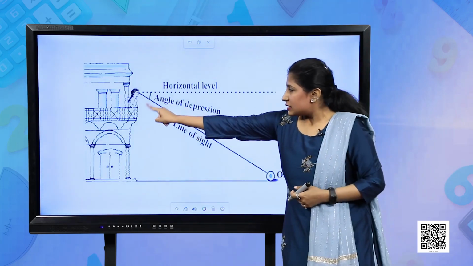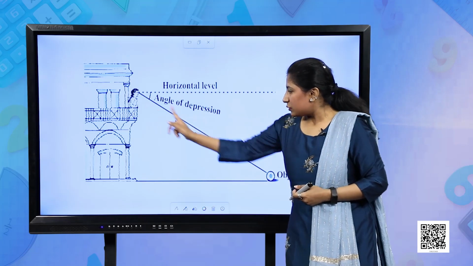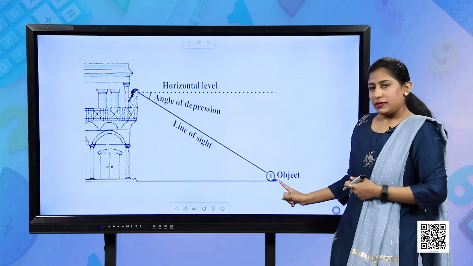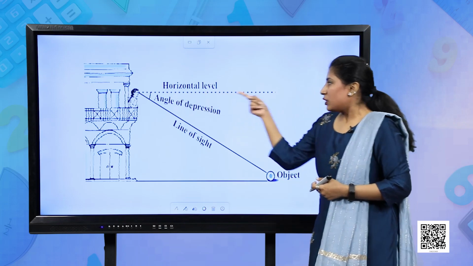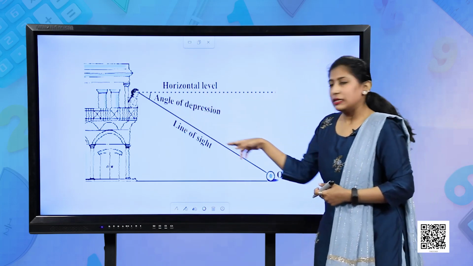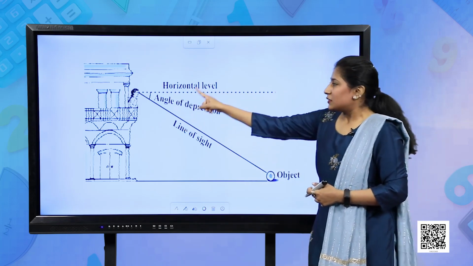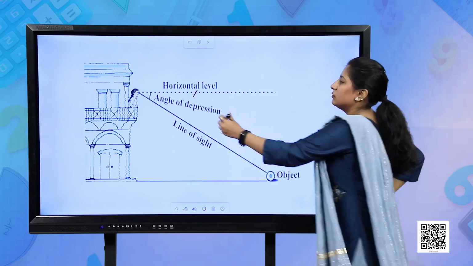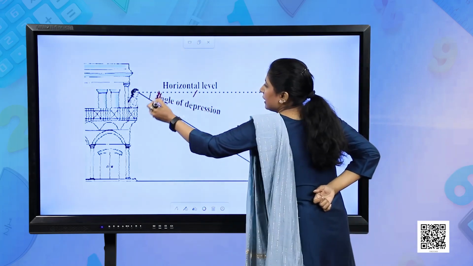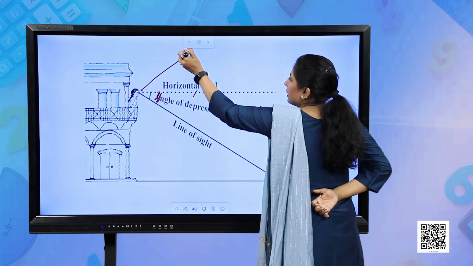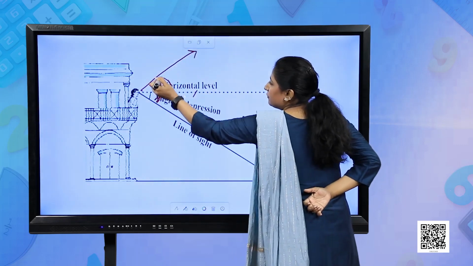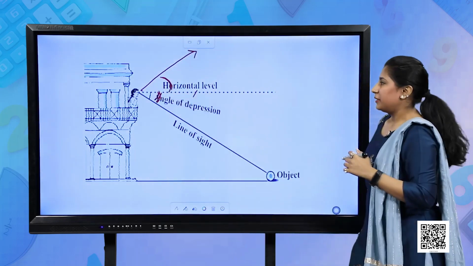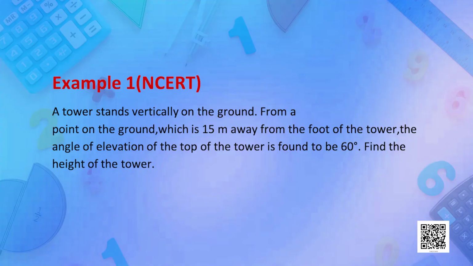See, this girl is standing at the roof and looking downwards at this object. This is the horizontal level and this is the line of sight. So this is the angle of depression. If the person would have looked upwards, then angle of elevation would have been formed. Okay? Now let's move on to examples.